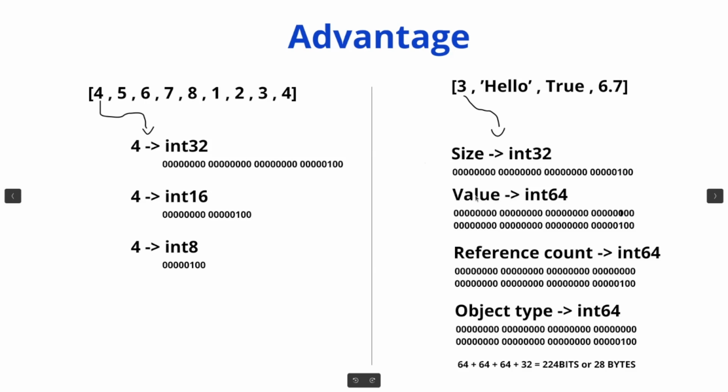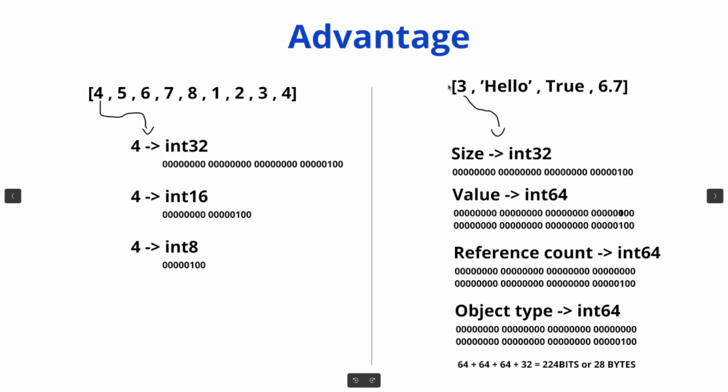The second is value. This metadata stores the value of a particular element, and it takes 64 bits or 8 bytes. Third is reference count, which captures how many times this particular element is called from this list. This is also stored in 64 bits or 8 bytes of data. And last is object type. It stores the object type or value type of this particular element, which in this case is integer. The size of this object type metadata is also int64, so 64 bits or 8 bytes.